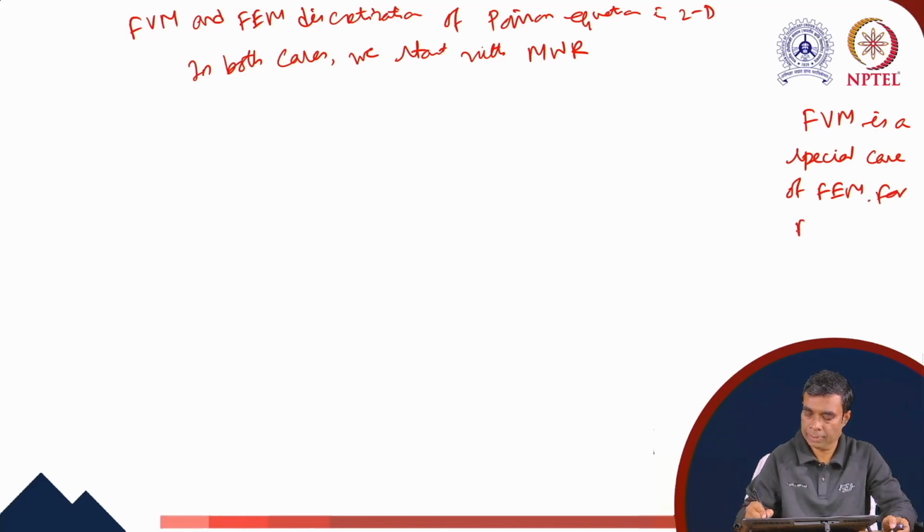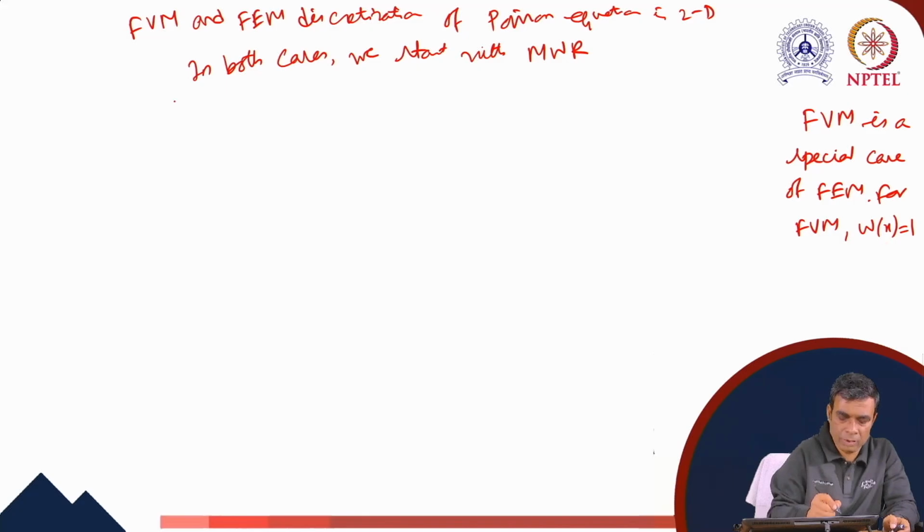For FVM, the weight function is always constant, it is unit valued. So I have written Wx to indicate it is in one dimension. We can represent in multi dimensions. So weight function is a constant for the finite volume method. So this makes a massive difference between the finite volume and finite element method in terms of the generation of the equation system.